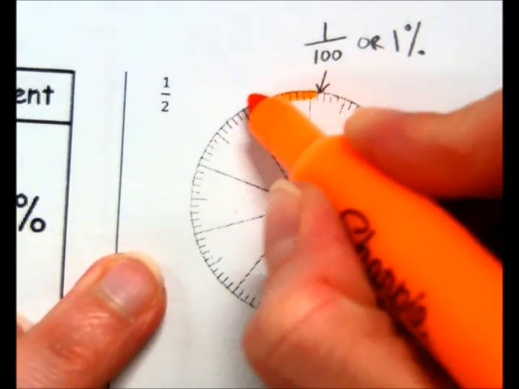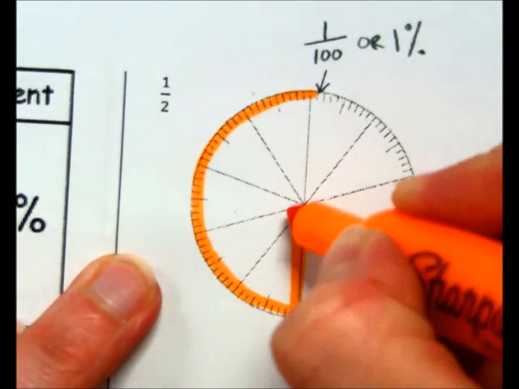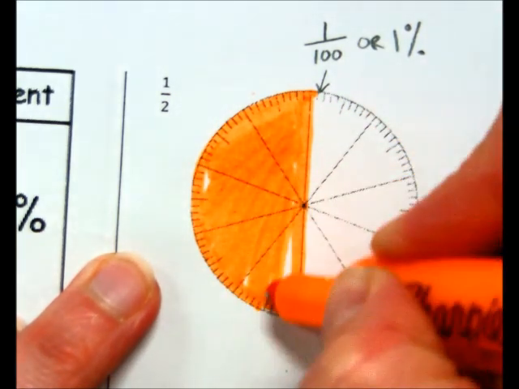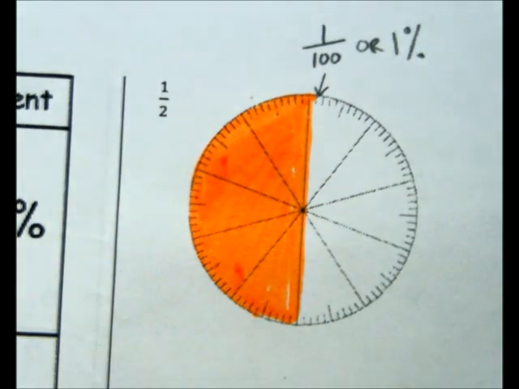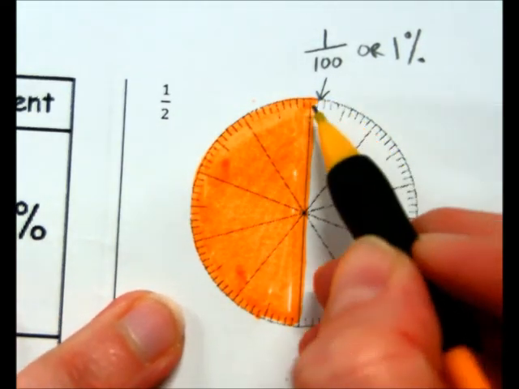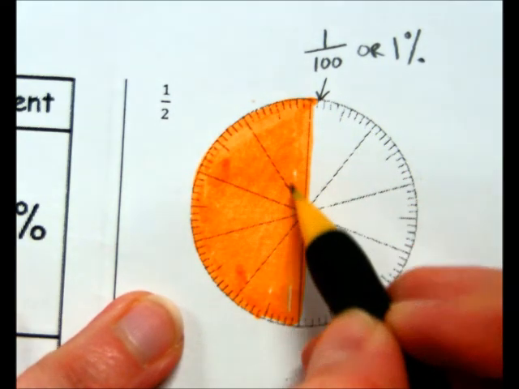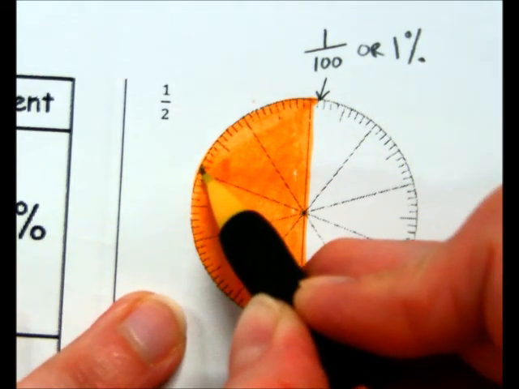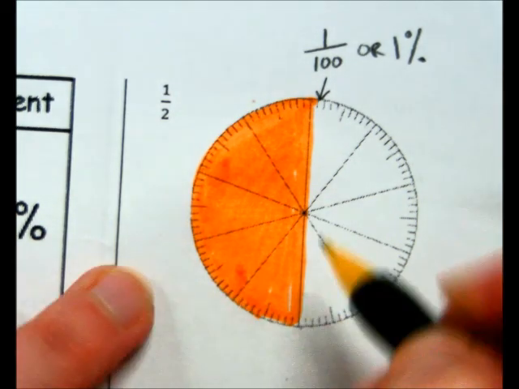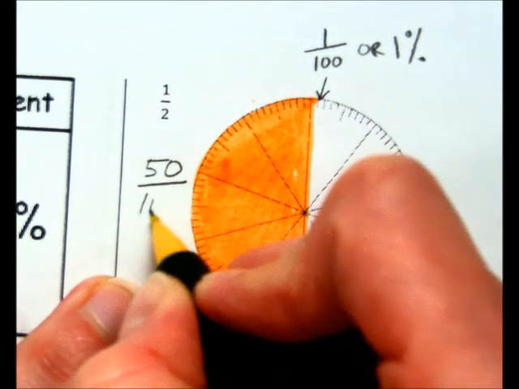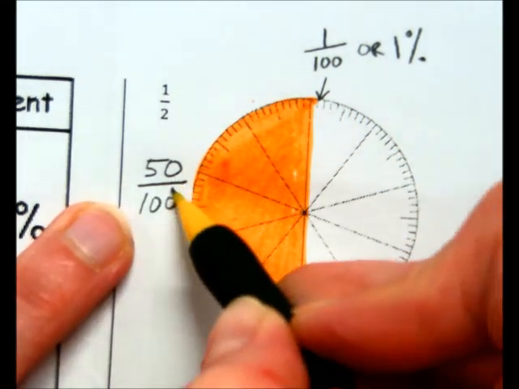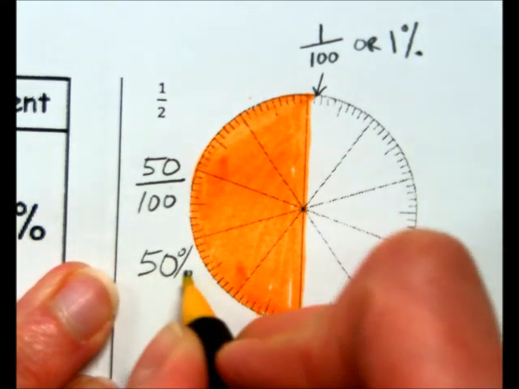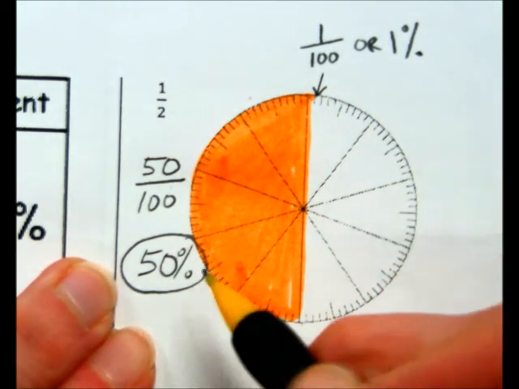If I want to color in a half of a circle, I can do that this way. I'm using my highlighter. And if we look at the whole circle, we can see just how many hundredths that would be. So each of these little wedges have 10 marks in them. This little mark is 5 and then 10. So this would be 10, 20, 30, 40, 50. So we could write this as 50 hundredths, which is an equivalent fraction to 1/2, because 50 is half of 100. And in order to write that as a percent, we would just write it as 50%. So a half equals 50%.